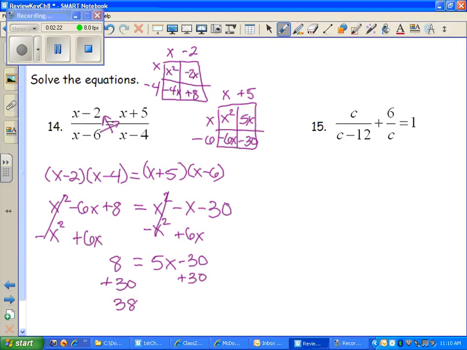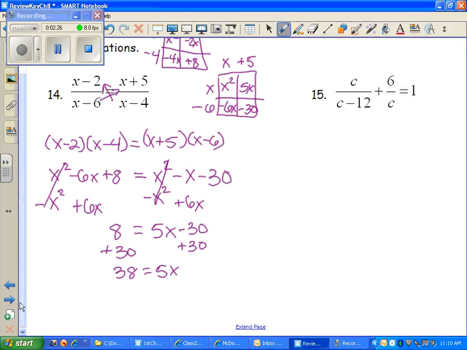So 38 equals 5x. And now we need to divide by 5. Divide by 5. And you can either leave it as 38 over 5, or you could get a decimal. That would be 7.6. Honestly, either way is fine. Most of us will just put 38 over 5 for the answer for that one. So that's number 14. Now we're going to look at number 15.